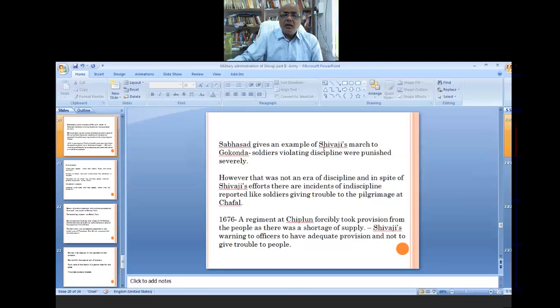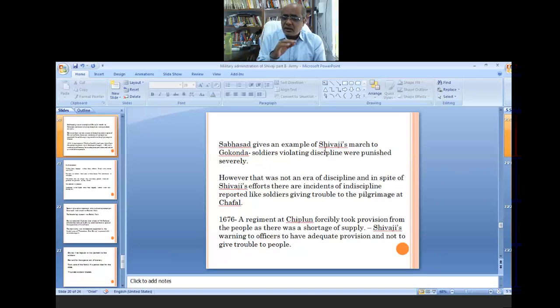Well, then Sabhasad Bakhar gives an example of how strict Shivaji was. For example, when Shivaji went to the South to meet the Qutub Shah of Golconda, he gave very strict instruction that during the march you are not supposed to loot the people. Some of the soldiers of the Maratha army indulged in looting, and they were punished very severely. They were killed, and their heads were displayed on spears. So that was a warning to everybody.